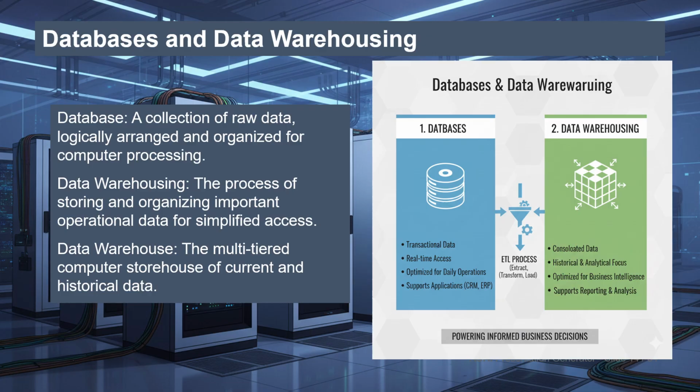To clarify our terms, let's distinguish between a database and a data warehouse. A database is a structured collection of raw data, organized for efficient computer processing. Data warehousing is the process of storing and organizing important operational data. The goal is to provide simplified, high-speed access for analysis and reporting. The data warehouse is the storage location itself. It is a large digital repository designed to manage vast amounts of both current and historical data, offering a consistent view for detailed analysis and trend identification.